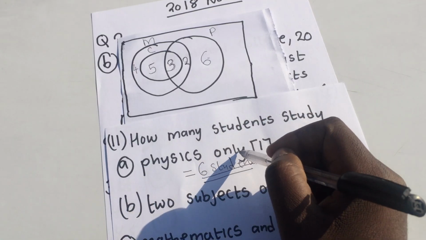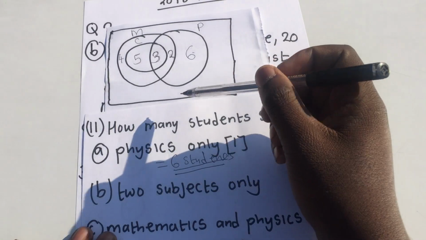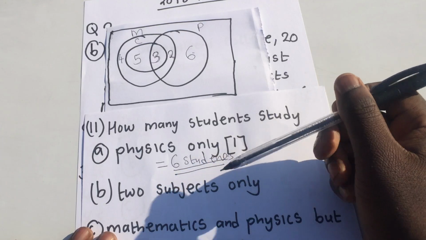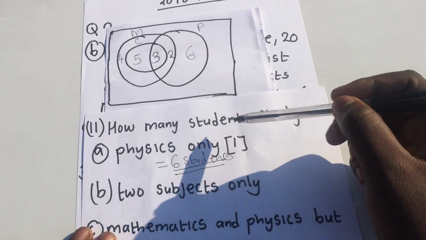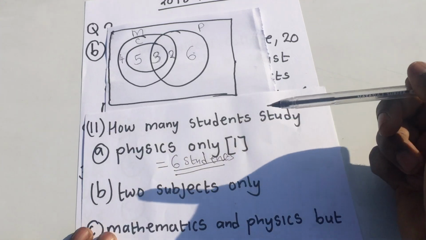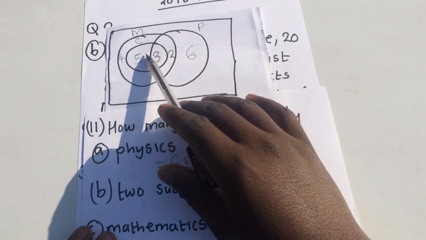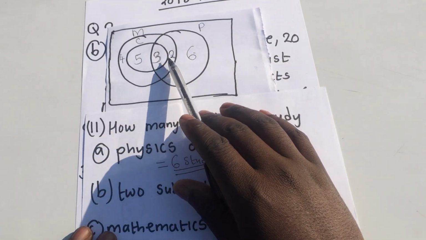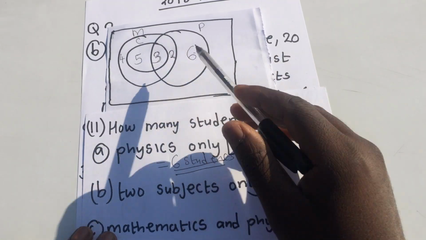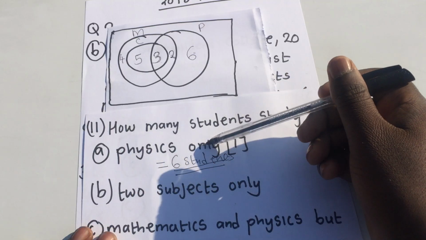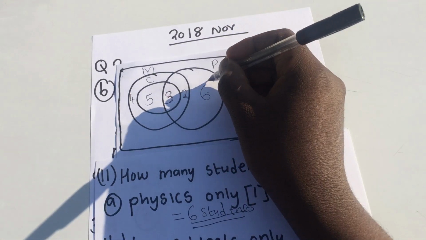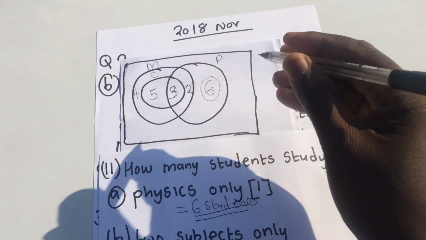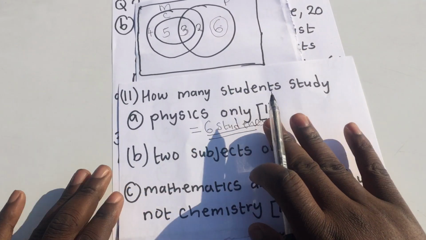But if in the question they didn't say only, if the question says, how many students study physics? You would have added everything in physics, which is 3 plus 2 plus 6. But now, here they said physics only. So it means we just pick one number, which is this one. So we are done on A.